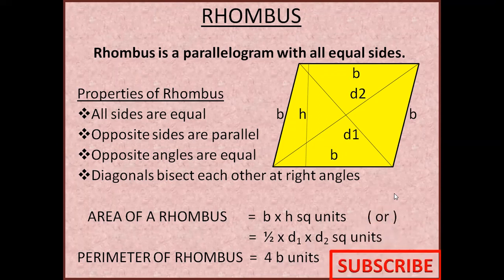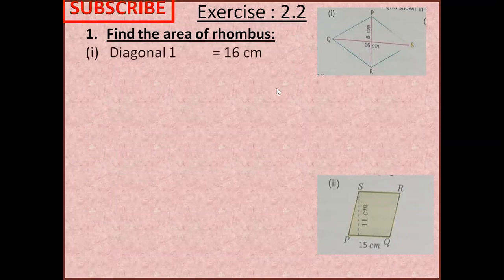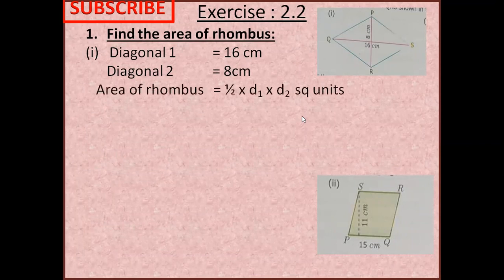So let's move into the exercise. Find the area of the rhombus. Look at the first diagram, PQRS. Here the two diagonals are given. Let's take diagonal 1 as 16 centimeters and diagonal 2 as 8 centimeters. We know the area of the rhombus is half into d1 into d2 square units. Let's apply the values: half into 16 into 8. 2 will cancel 16, 8 times. So 8 into 8, 64 square centimeters.